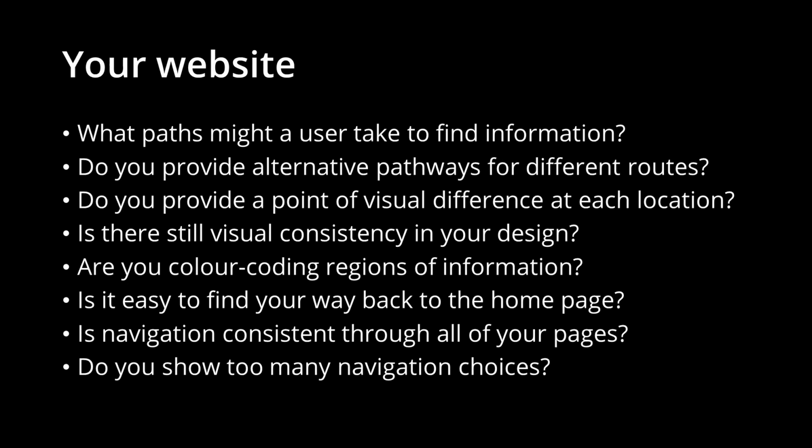So with your own website, think about what paths a user might take to find information. Are you providing alternative pathways for different routes? Do you provide a point of visual difference at each location? Is there still visual consistency in your design across all of the pages? Are you color coding regions of information?